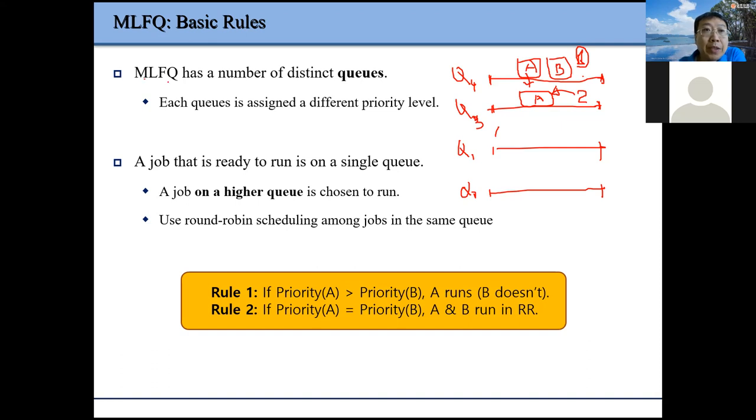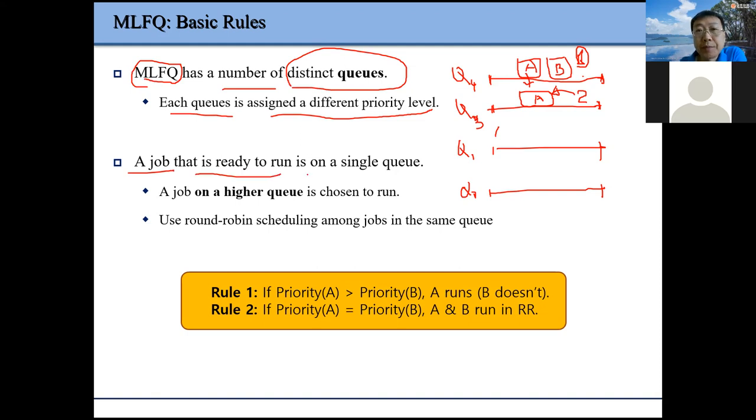First, the multi-level feedback queue has a number of distinct queues. As I mentioned, in this case we may have four level queues, and each queue is assigned a different priority level. A job that is ready to run is on a single queue. Generally speaking, we cannot put one job onto multiple queues. We can only put one job onto one queue.